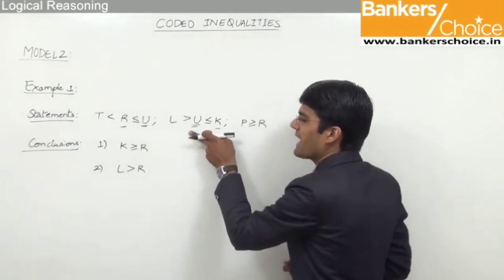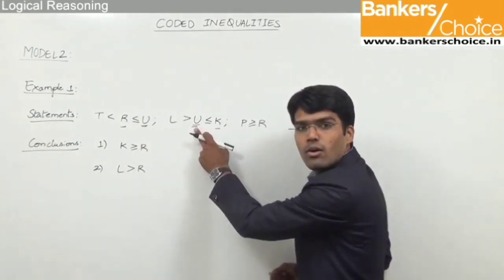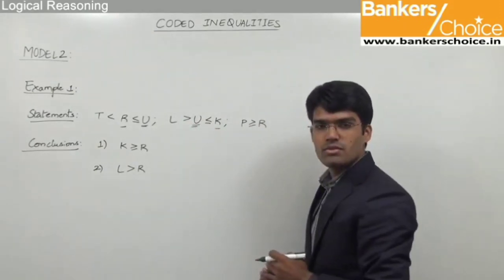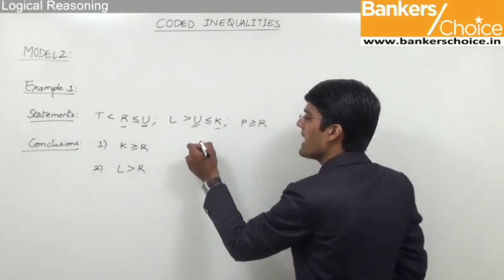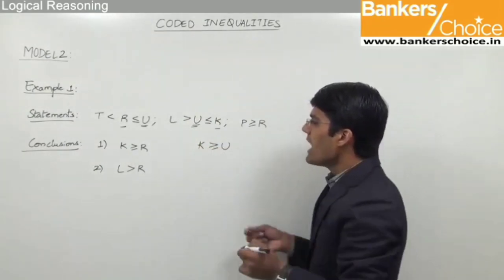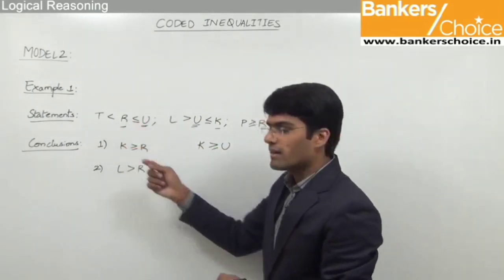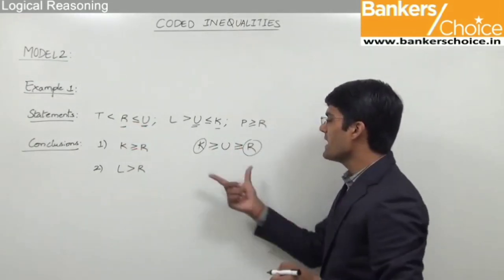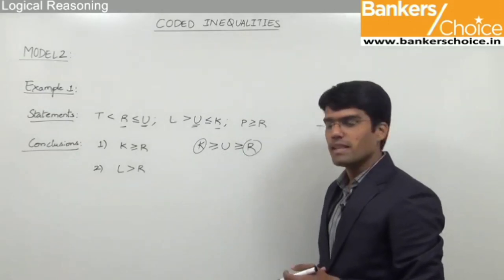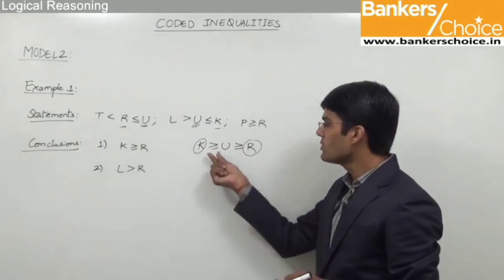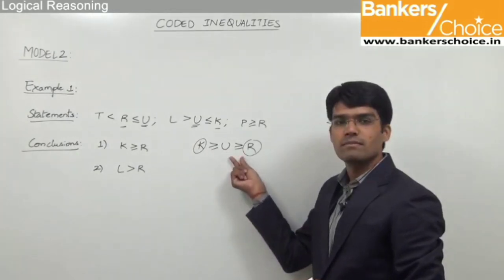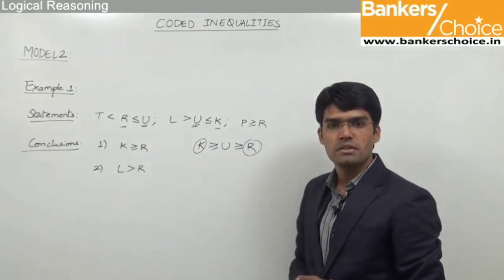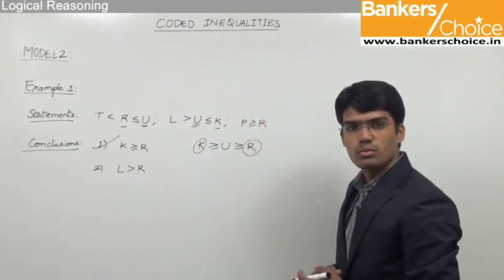So if we try to read from this side, we know that k is greater than or equal to u. Remember, u is less than or equal to k, but when we go from the other side, we should say k is greater than or equal to u. So k is greater than or equal to u, and u is greater than or equal to r. And from this, if we try to compare the variables k and r, we know that the definite relationship between them should be greater than or equal to, as we have 2 inequalities and both of them are the same. So the obvious relationship between k and r is k greater than or equal to r, and that is given in conclusion number 1. So conclusion 1 is true.